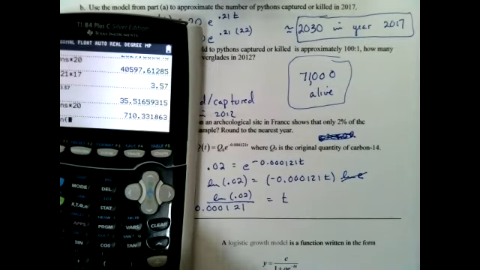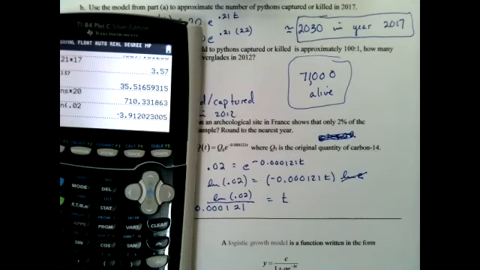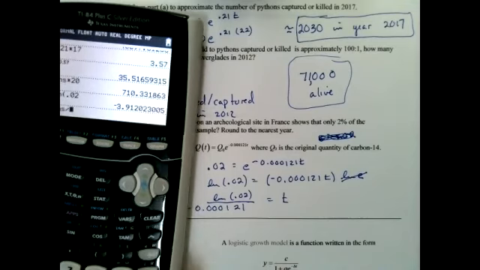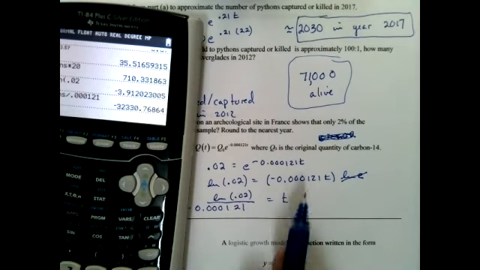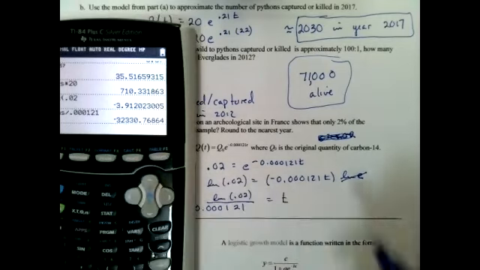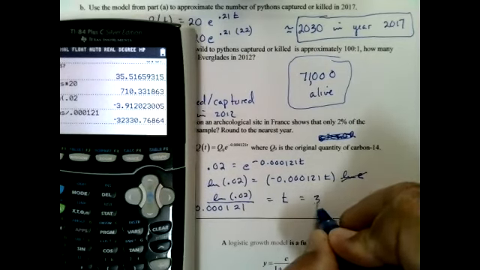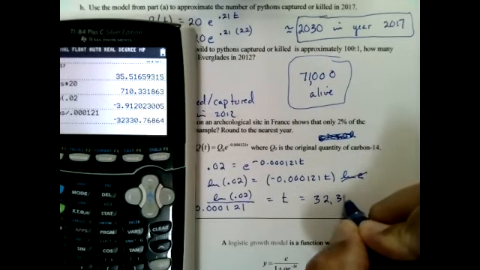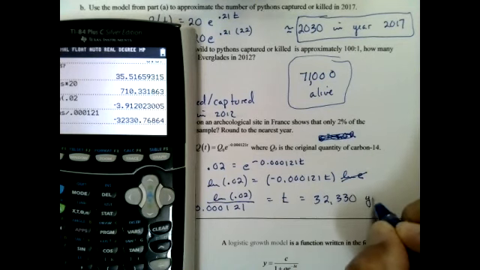Natural log of 0.02, and I hit enter, and I'm going to divide that answer by negative 0.000121. Oh, I forgot to make that a negative, which turns this answer into a positive, 32,330 years old.